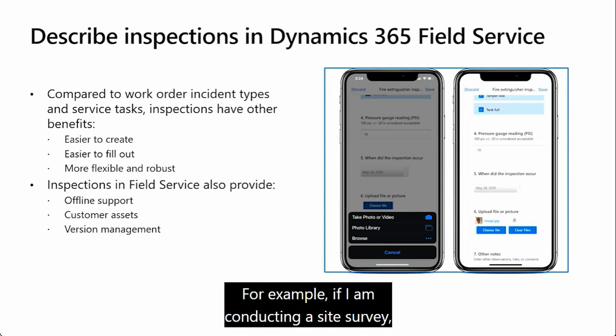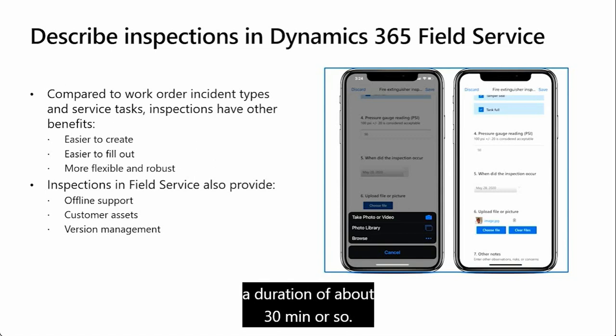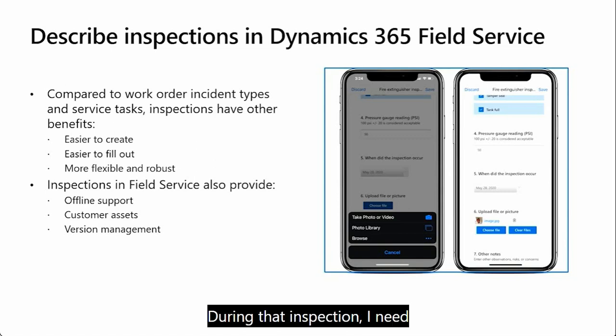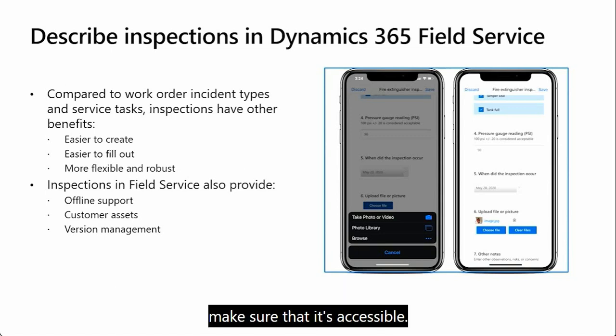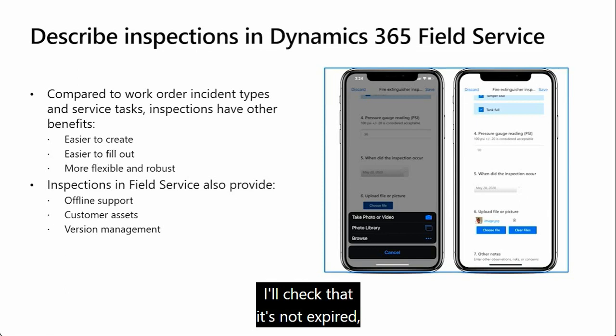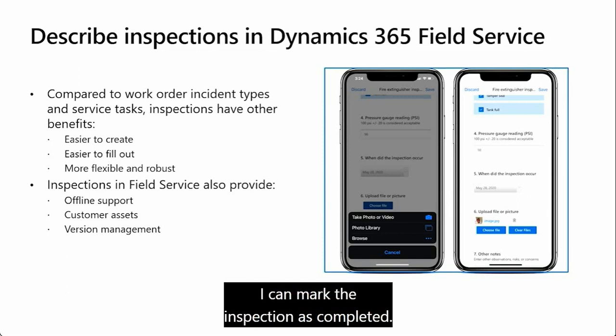For example, if I am conducting a site survey, I might have a task on the work order called Perform Fire Safety Inspection. That could have a duration of about 30 minutes or so. During that inspection, I need to look for the fire extinguisher in the room, make sure that it's accessible. I'll check that it's not expired and that it hasn't been tampered with. After all that is done, I can mark the inspection as completed.